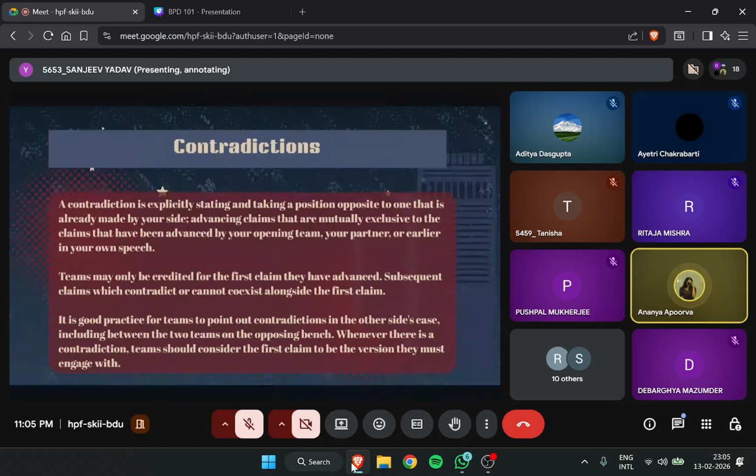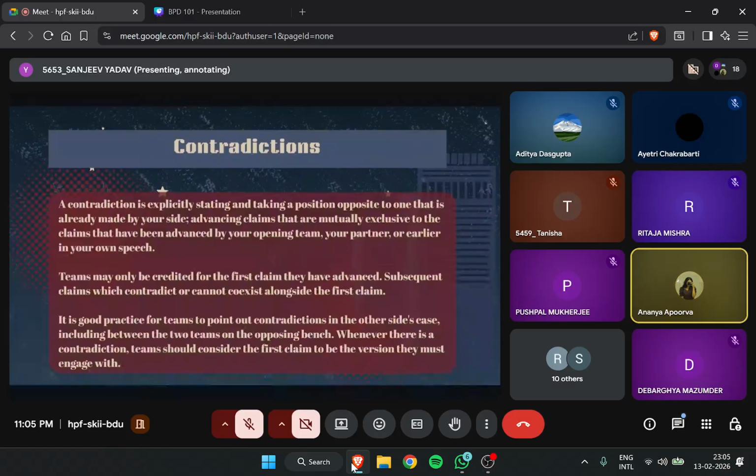Contradictions. Now, this is very important. I think a lot of it has already been covered by Devagya, and I agree. However, what is a contradiction? A contradiction is explicitly stating and taking a position opposite to the one that is already made by your side. This also means that you're not supposed to contradict your side in the opening half as well.